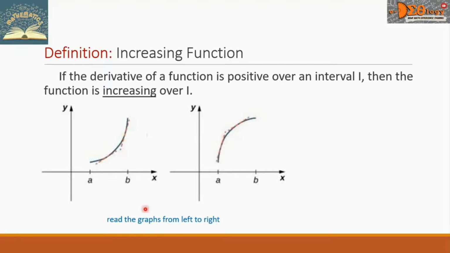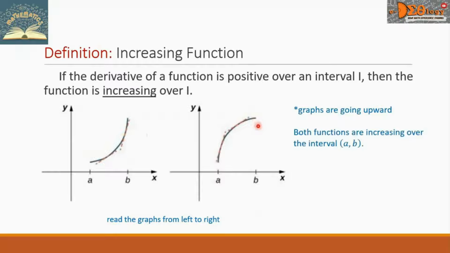Now let us read the graphs from left to right. We can observe that the graphs are going upward. In this case, we can say that both functions are increasing over the interval from A to B. Also, the derivative of the function over the specified intervals is greater than 0, or we say positive.